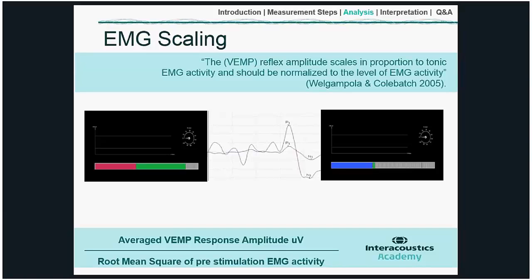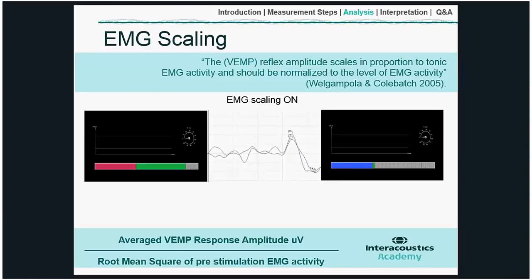So what you can do in the software is just right click and press turn on EMG scaling. When you turn EMG scaling on, what you can see in this patient is that the left amplitude actually increases, and now they look very comparable between right and left. This has only been solved by the EMG scaling.